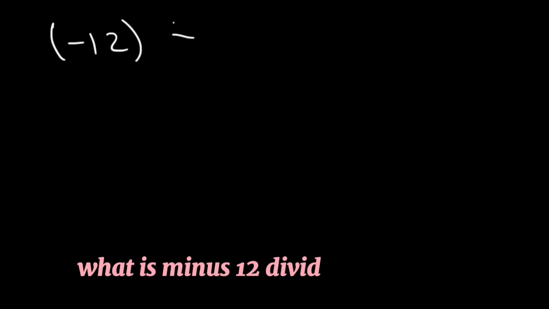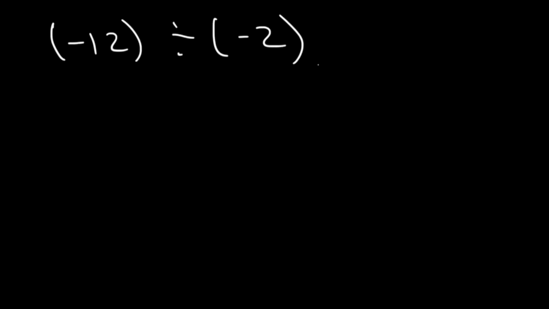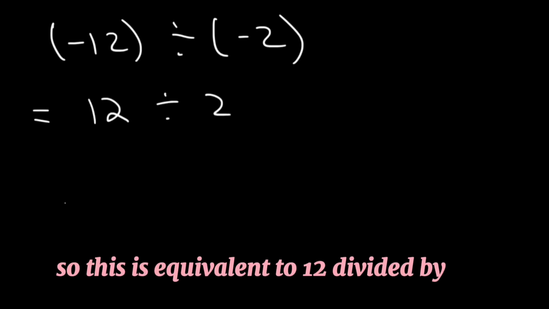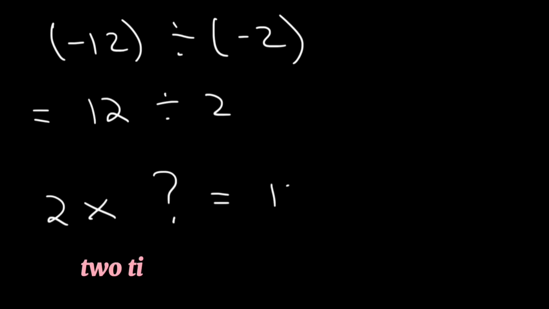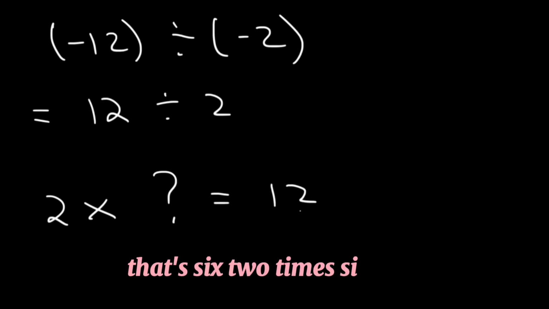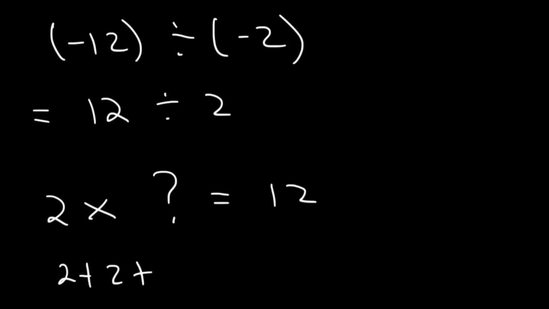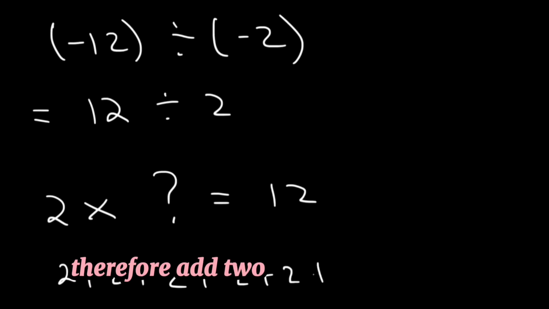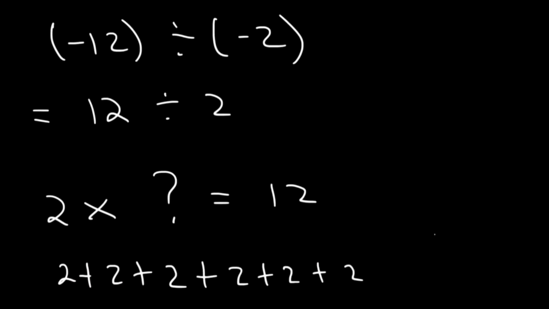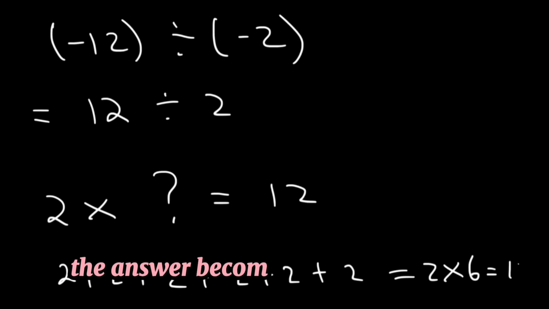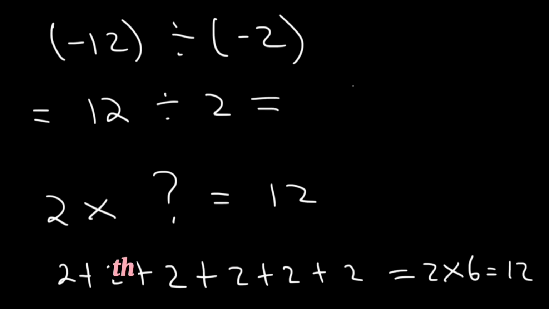What is minus 12 divided by minus 2? When we divide two negative numbers, the result is a positive number. So this is equivalent to 12 divided by 2. 2 times what number provides 12? That is 6. 2 times 6 is 12. Therefore, add 2 with itself 6 times. The answer becomes 2 times 6 is equal to 12. Therefore, 12 divided by 2 is 6.